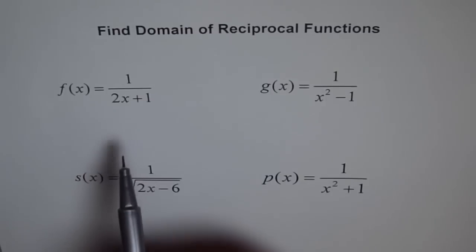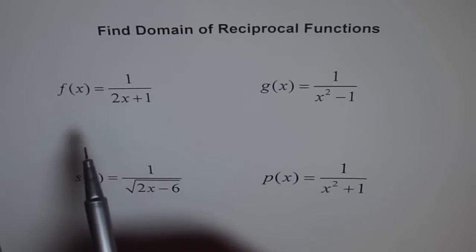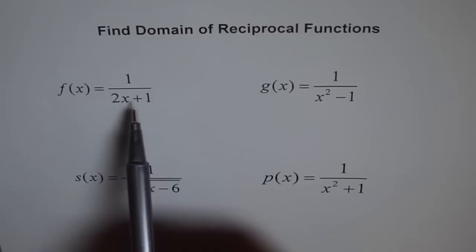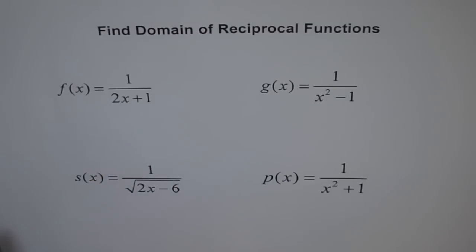So the domain of a rational function will be all the real numbers except for those which will make the denominator 0. Now, instead of complicating the problem, I have taken simple reciprocal functions. Reciprocal functions give me an advantage to explain this problem.